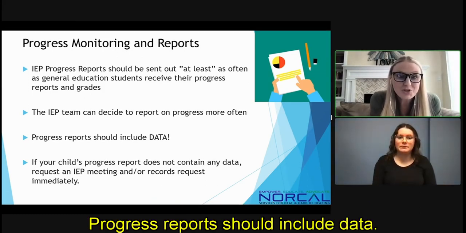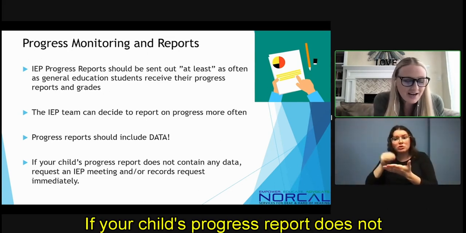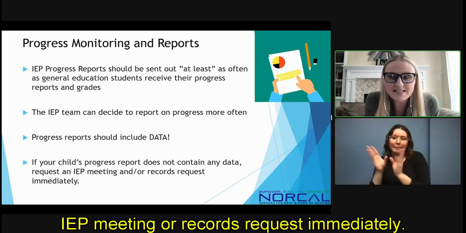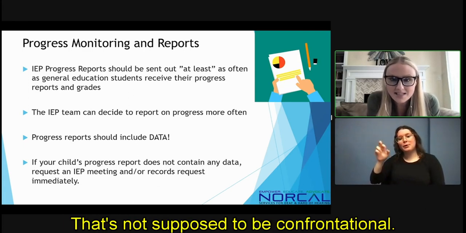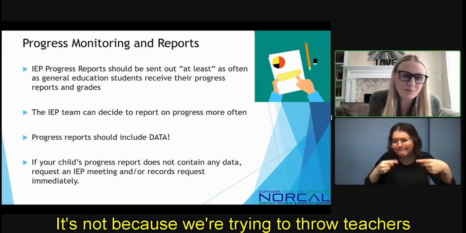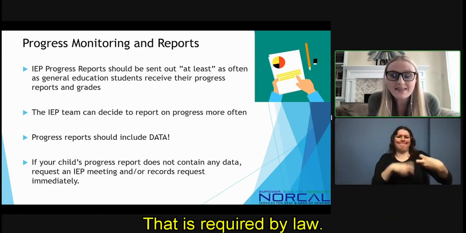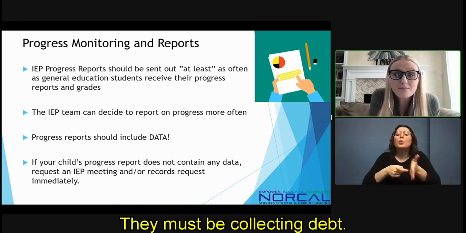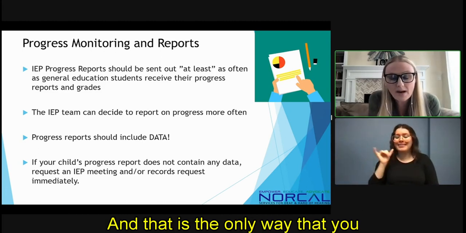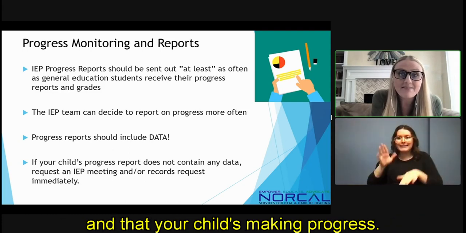Progress reports should include data. If your child's progress report does not have data, you need to request an IEP meeting or a records request immediately. That's not supposed to be confrontational. It's not because we're trying to throw teachers under the bus or be unnecessarily difficult. That is required by law. They must be collecting data. And that is the only way that you can ensure your child's IEP is being implemented and that your child's making progress.